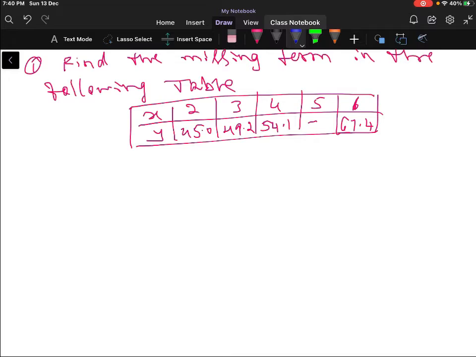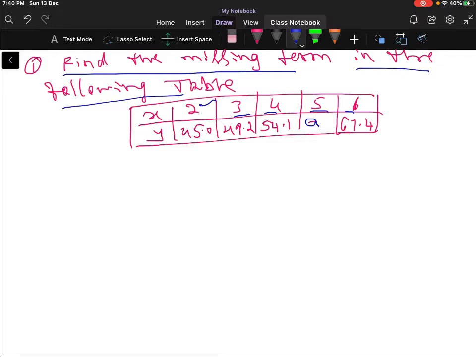Let us move to the problem. Let us consider the first problem. Find the missing term in the following table. X values are 2, 3, 4, 5 and 6. For x is 2, y is 45.0. For x is 3, y is 49.2. For x is equal to 4, y is 54.1. For x is equal to 5, y is missing, it is unknown.